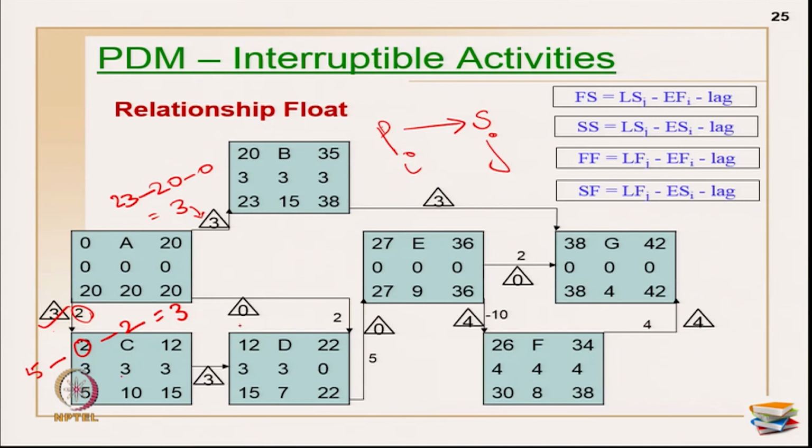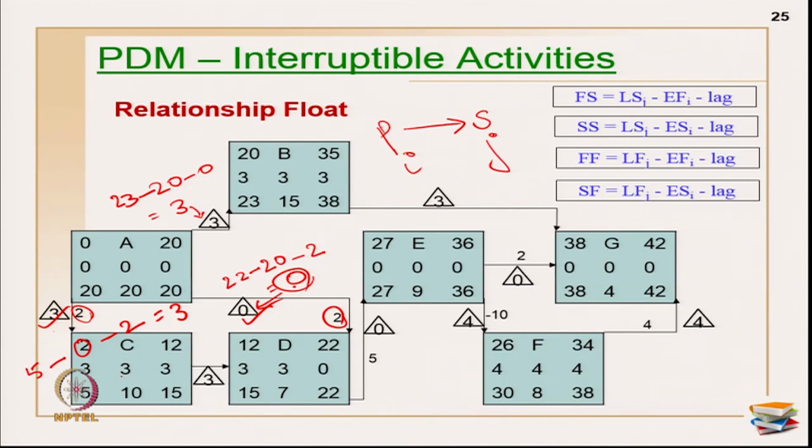Okay. Now, let us see the finish relationship. Late finish is given as 22, minus early finish is given as 20, minus there is a lag value of 2 here. Okay. So, this relationship float is 0 here. That is how it has to be done.